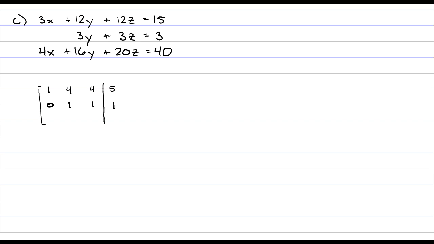The fourth row is divisible by 4. Everything in the fourth row is divisible by 4. So I can turn this into 1, 4, 5, and 10. And kind of glancing at this, it looks like this system is going to be pretty easy to solve. I think it's only going to take us a few steps.